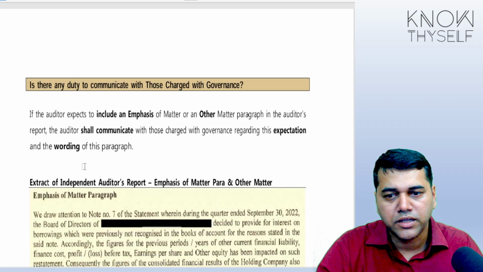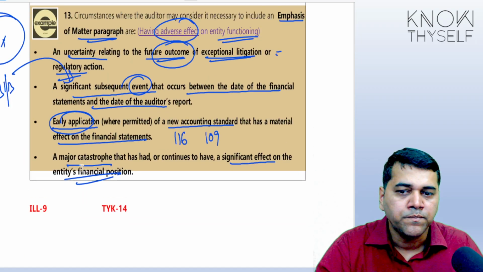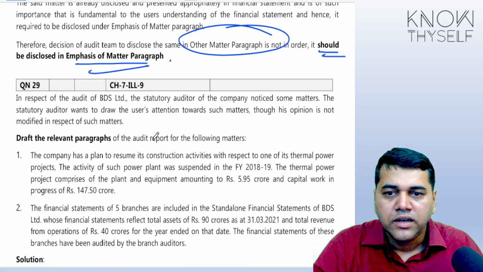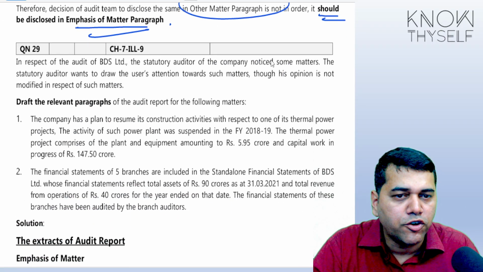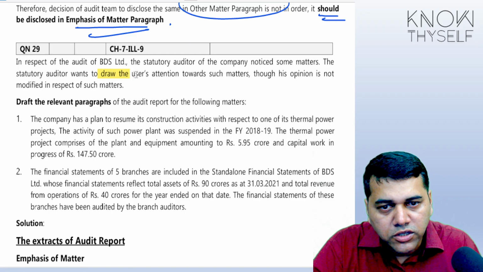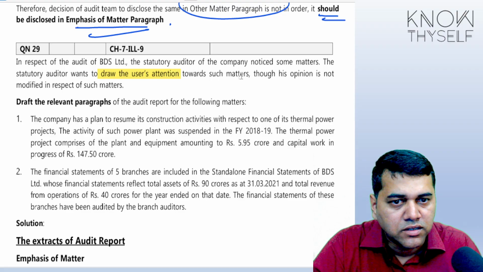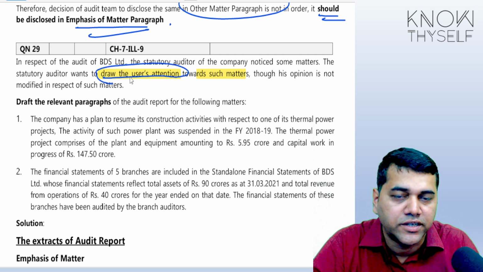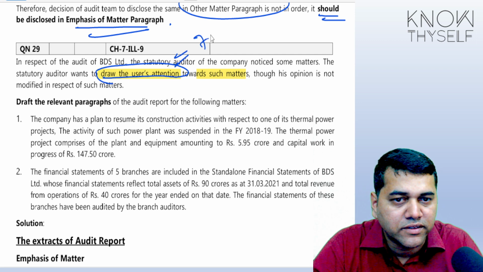Okay, no, there's something more also. We'll see some illustration 9 and 14. In respect of an audit, the statutory auditor of a company noted some matters. They want to draw the user's attention towards such matters. They want to draw the attention, keyword. From this, you come to know it is SA 706.